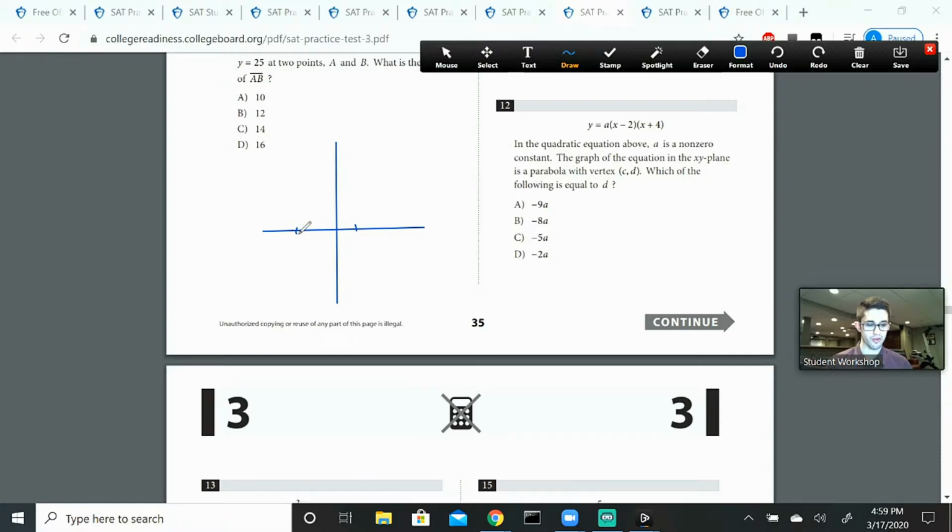And then it is a problem with vertex (c, d), which of the following is equal to d. So our vertex is (c, d). One thing that's very important for this problem, as well as some other problems, is that the vertex lies halfway between both x-intercepts because parabolas are symmetrical. So since we have x-intercepts at (2, 0) and (negative 4, 0), the average of those being negative 1, our vertex is going to lie somewhere along that line.